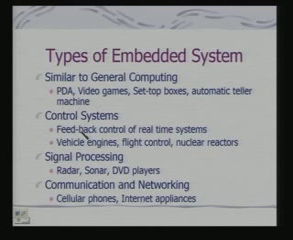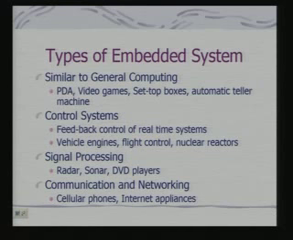Others, on the other side, I have control systems whose basic job is that of sensing and actuating. For the feedback control of various real-time systems, I need a feedback control depending on the external input. I need the control to take some actions, and examples of these are vehicle engines, fuel injection to be controlled, flight control, nuclear reactors. These are all examples of embedded systems which belong to the category of control systems.